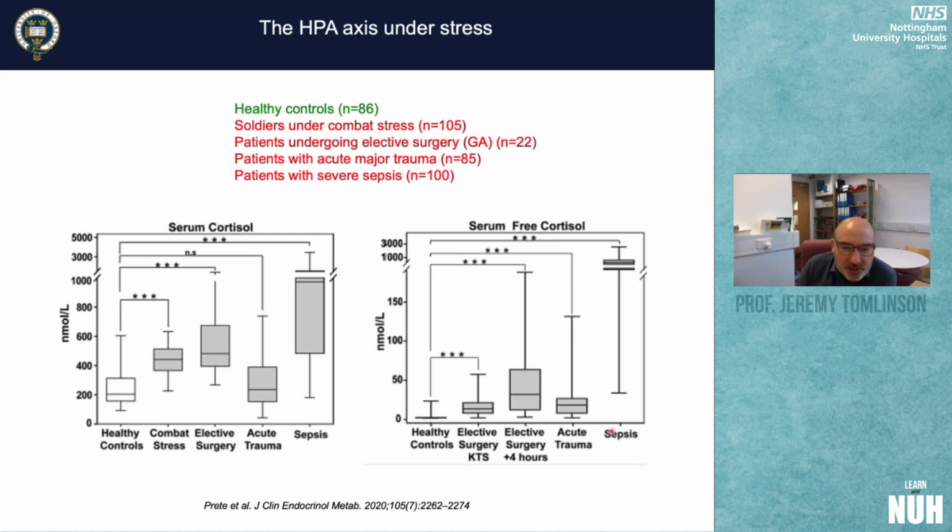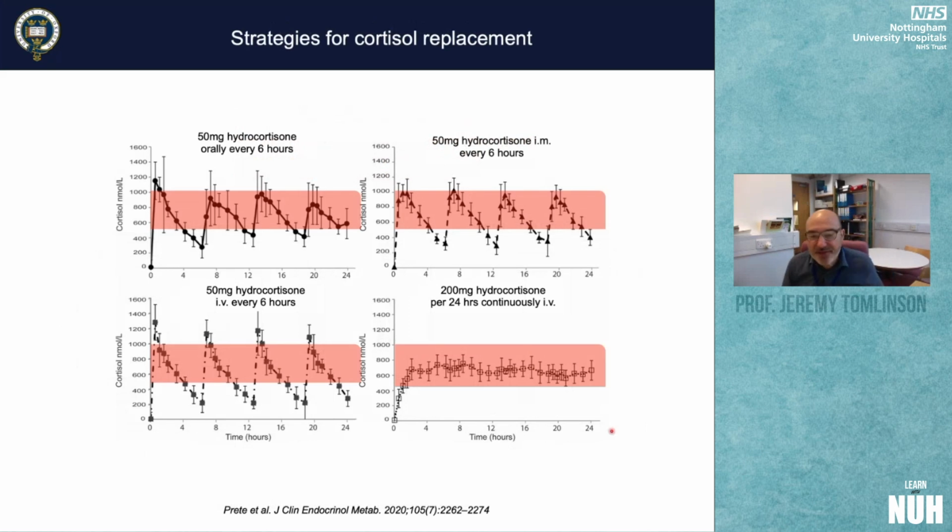Then the question is, if you were considering supplementing or replacing steroids, how might you do that? There are various ways you can do that. Viv and her team explored that, and looked at cortisol levels if you dose people orally every 6 hours. You can see there are peaks and troughs. The orange bars here are where you might like to see the levels, so sometimes if you give it orally, you're above and below. It's not dissimilar if you give it intramuscularly or intravenously; similar patterns. But if you give a 24-hour continuous infusion, with the same doses, you can see you get quite a nice flat profile.